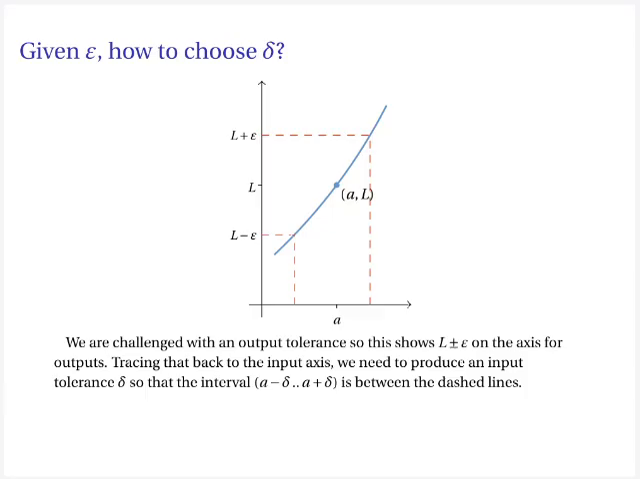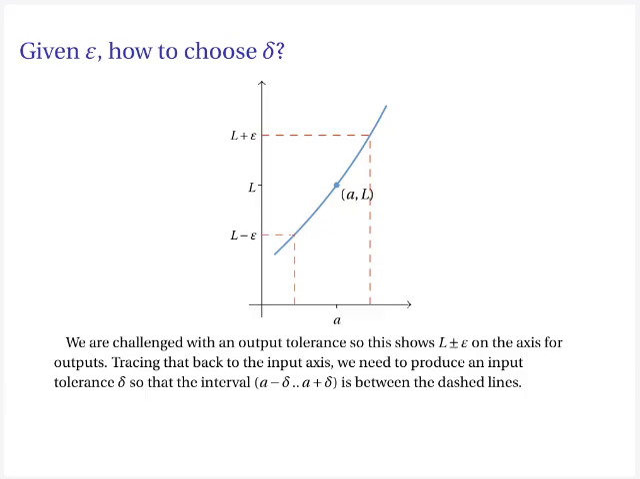In general, just as a general picture, given an epsilon, how do you choose delta? So I have kind of a vague hand-wavy thing because that's all we're doing here. So we're challenged with an output tolerance, we're challenged with an epsilon, and we've got to produce the appropriate delta. There's A comma L, and we're going to be challenged with an epsilon. I drew epsilon on the slide. We've got to produce an appropriate delta.